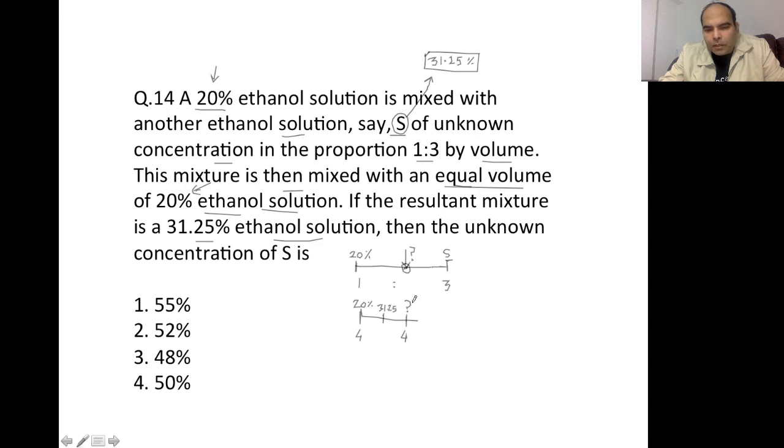And that means that this value must be 42.5% because this ratio of mixing is 1:1. This value must be 42.5%. And if this value is 42.5% and you're mixing S with 20% in the ratio 1:3 to get 42.5%, again you can use alligation to get this as 50%.